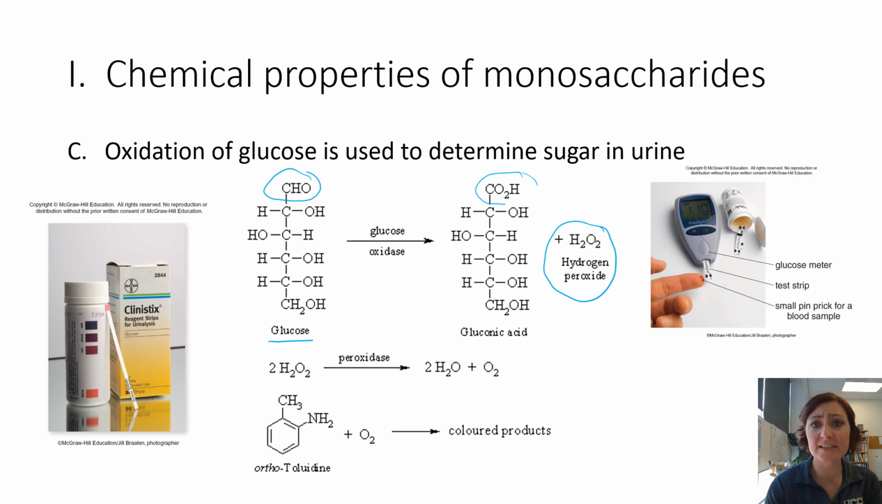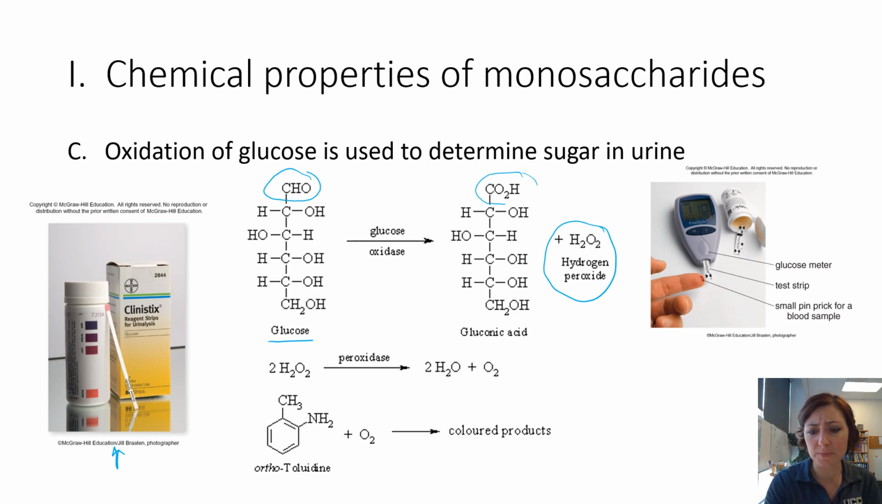Hydrogen peroxide is then allowed to react with another substance in these strips. We're talking about the strips right now, not the digital meters. And depending on the intensity of the color that you get or the amount of hydrogen peroxide that's produced, that's going to correlate to the amount of glucose that's in the blood.